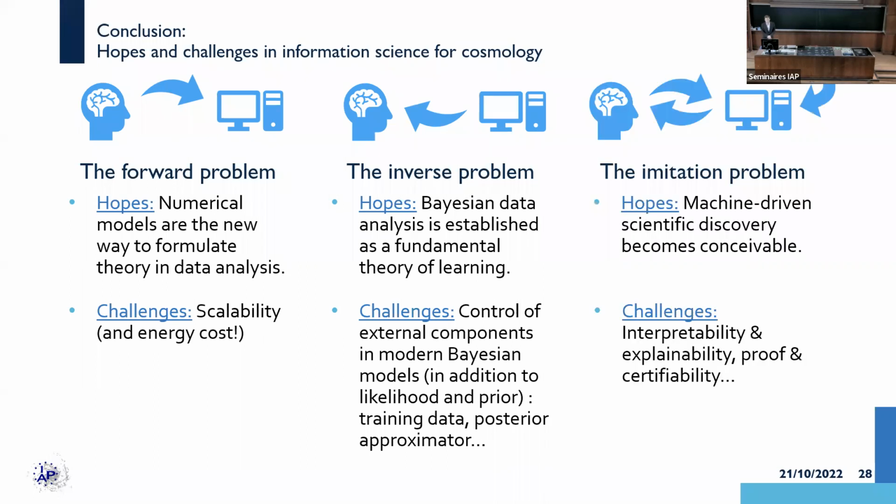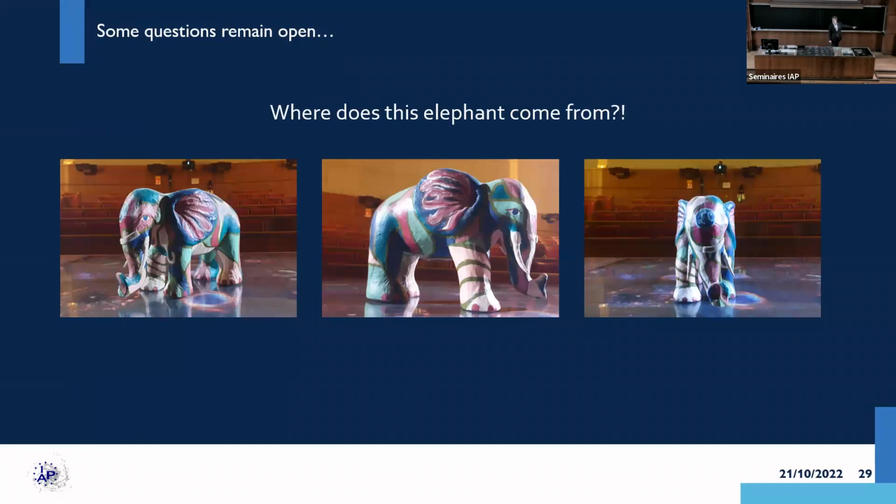And that's quite challenging. And finally, the imitation problem, the AI and machine learning. Well, the hope is that, in short, fully machine-driven scientific discovery becomes now conceivable. The challenge involved is, of course, well, are we going to believe such scientific discoveries? So interpretability and explainability, proof and certifiability, etc. So as you can see, quite a few questions remain open. And one of these questions is actually, well, an important one. Where does this elephant come from?